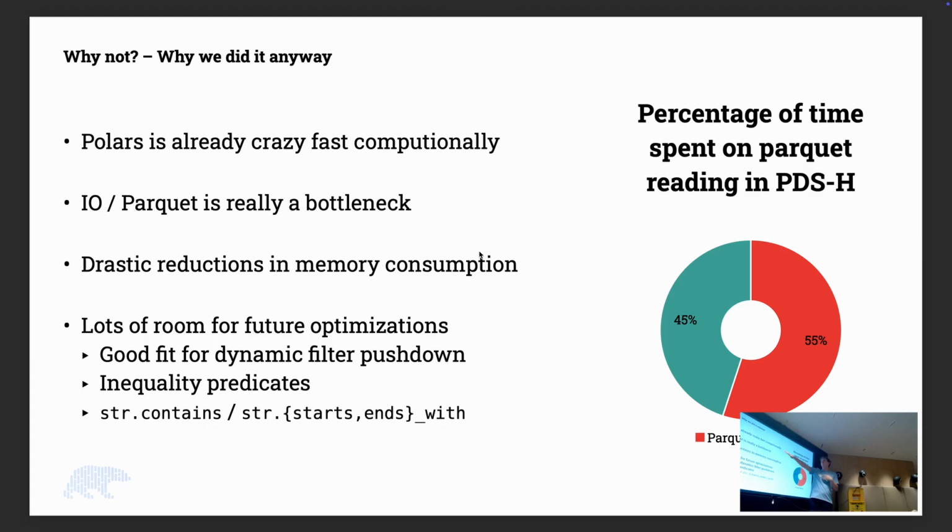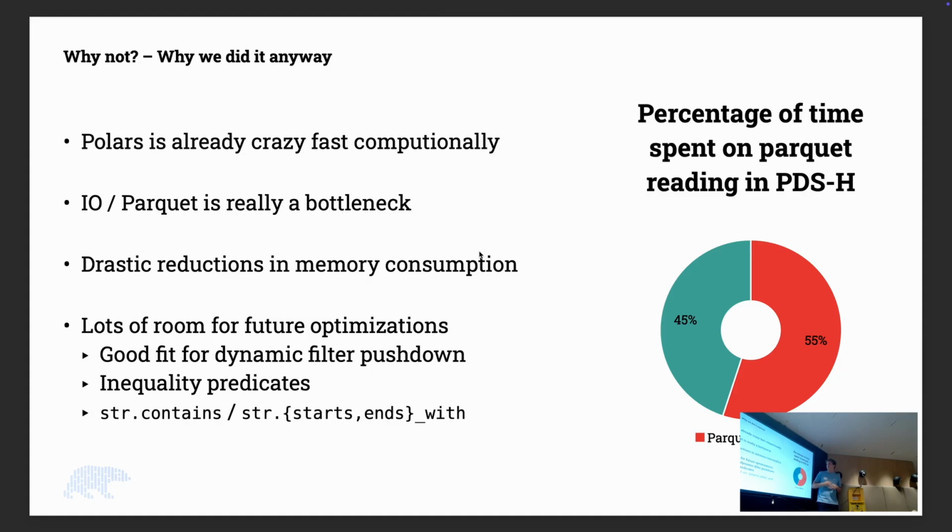So POTUS is already crazy fast computationally, as we saw. So we really need to shrink this piece of the pie here. And I/O and Parquet is really the bottleneck for us. So I think for us it makes a lot of sense doing these more strenuous optimizations.